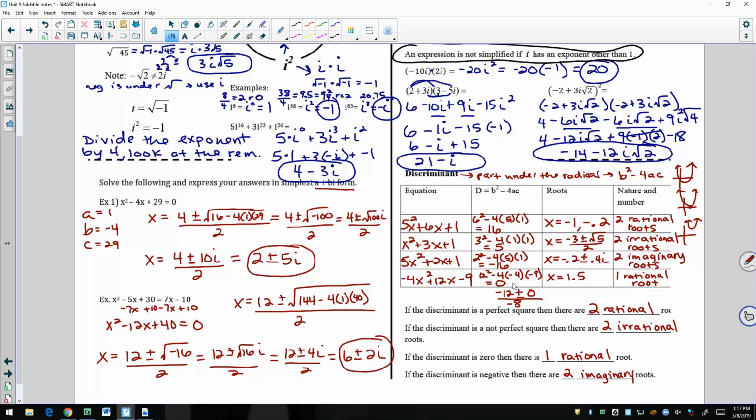And that is it for Unit 9. So next class we are actually going to do the classwork and review so that you can have your test the class after that. So make sure you are studying and doing all of your classwork.